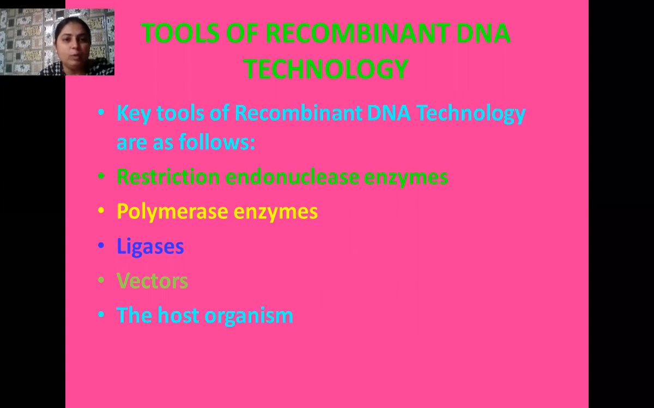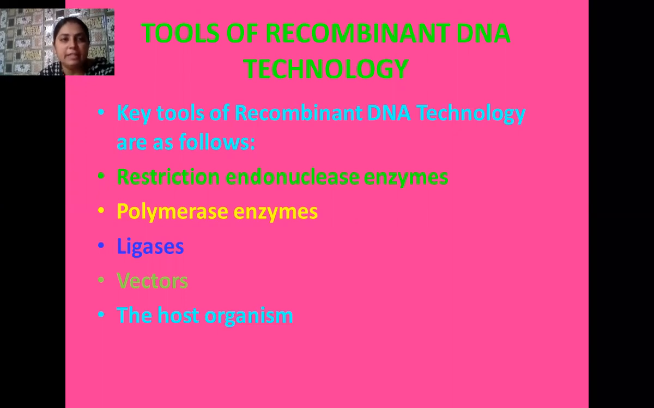Second key tool is polymerase enzyme. Students, here polymerase enzyme is actually the DNA polymerase. So you know very well, when the alien piece of DNA gets bound with the plasmid DNA and a recombinant DNA is formed, and that gets inserted into the host organism, then it utilizes the DNA polymerase enzyme of the host for making its replicas. So here I am talking about DNA polymerase that is present in the host organism.